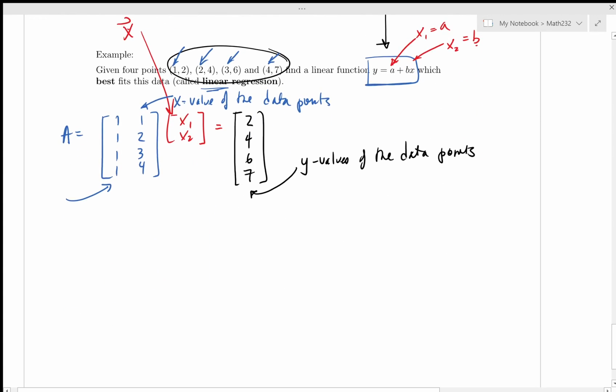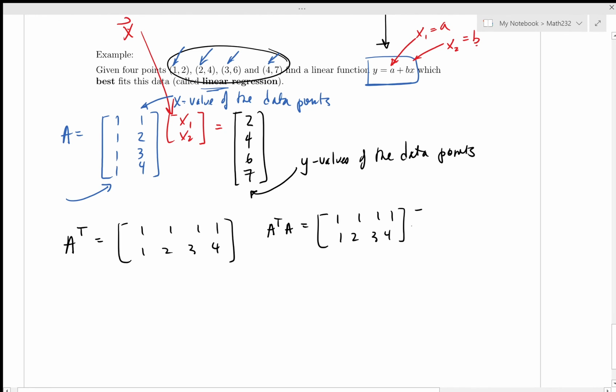Okay. All right, so let's do this example now and figure out what those numbers are. I've got A there, so I can get A transpose in short order. That is 1, 2, 3, 4; 1, 2, 3, 4. Okay. And then A transpose A, I multiply those two guys together. Let me just write it. I'm going to multiply that by A, like that. And I get this guy here.